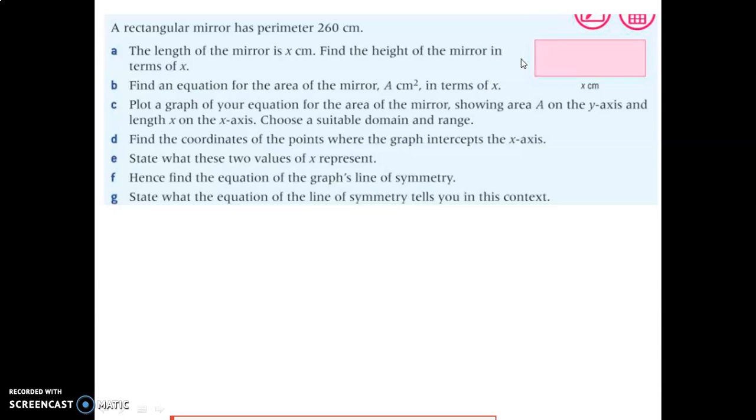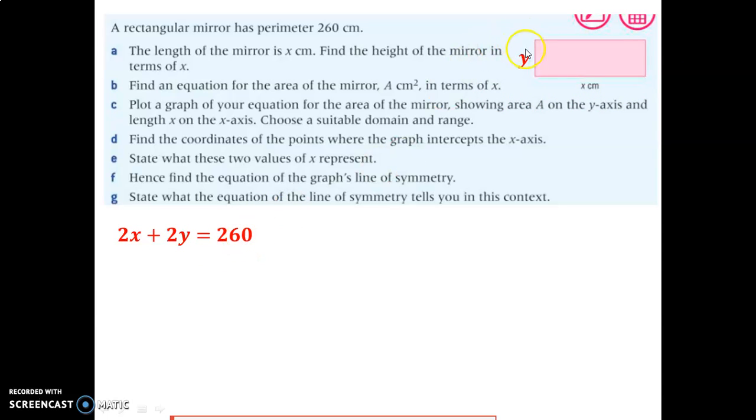To begin, though, we can call it y. That might make it simpler. Now, can you make an equation to start for the whole perimeter? Well, we know the perimeter is 2 x's, this and this, plus 2 y's, this one, and that makes the whole perimeter. That is equal to 260.